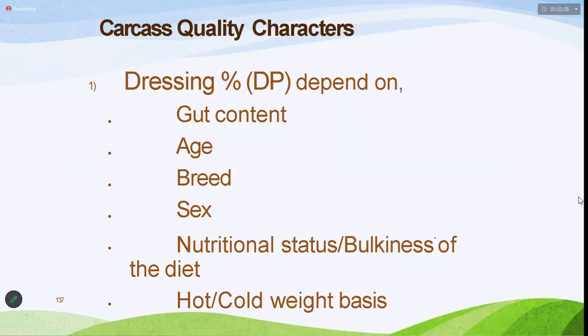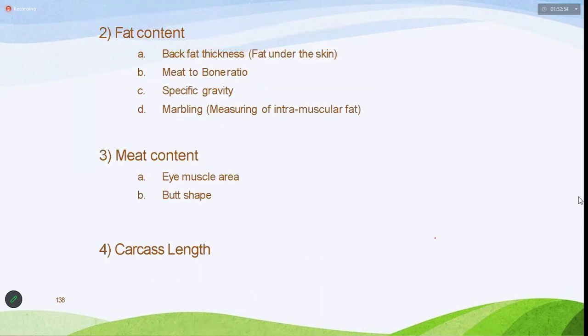Likewise, different types of characteristics will affect the dressing percentage. Apart from that, age, breed, sex, and the nutritional content they have, all these things are important to think about regarding carcass quality and dressing percentage.